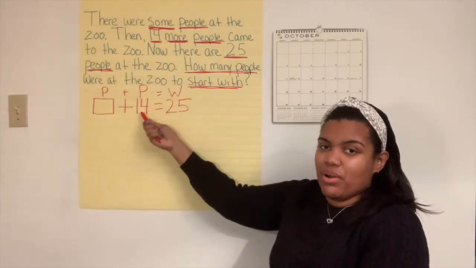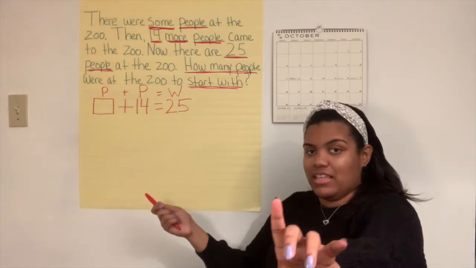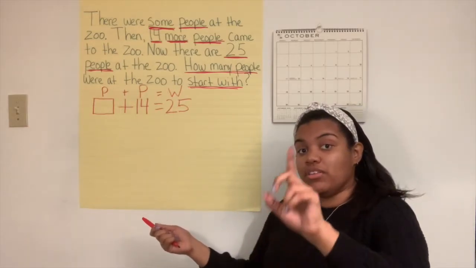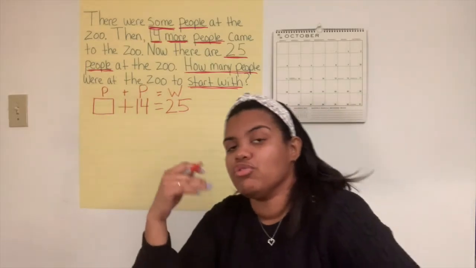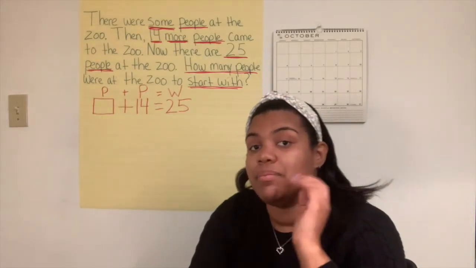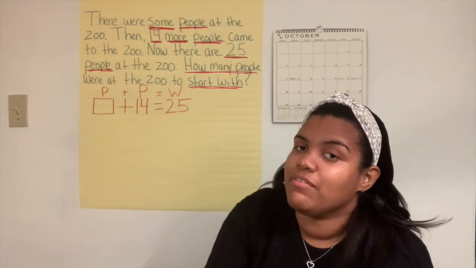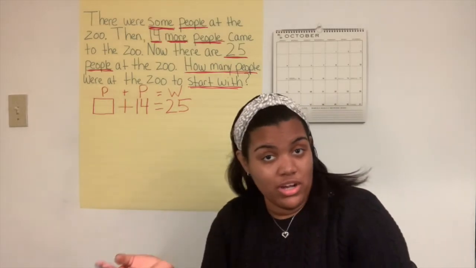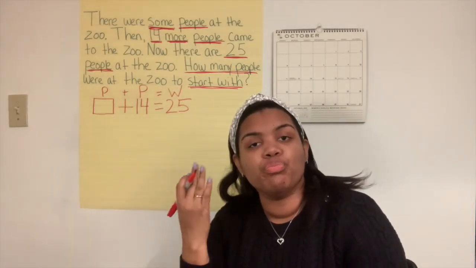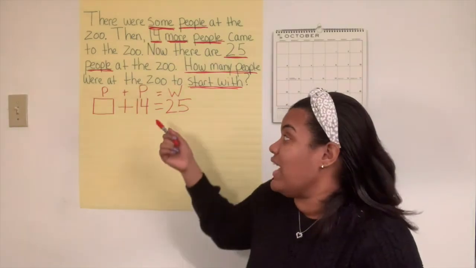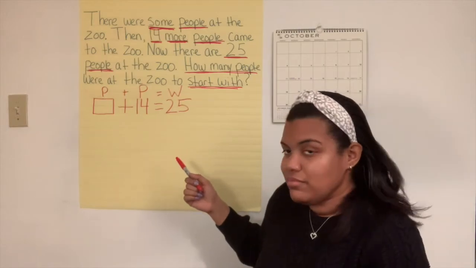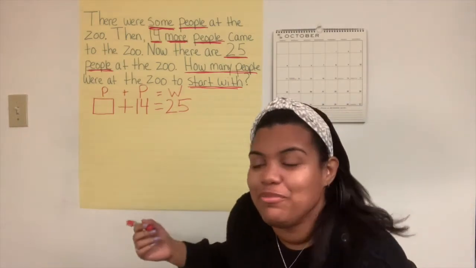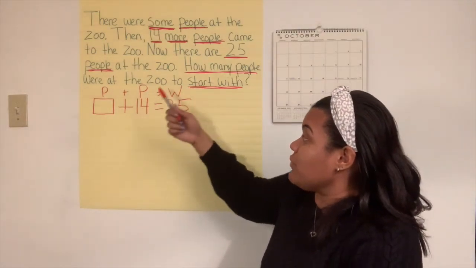And when we have a part and the whole, let's think here. When we have a part and the whole, are we going to do counting on? Or are we going to do counting back? Now remember, counting back is done when we have a part and a whole. Counting on is done when we have two parts. Now, thinking about what we have here, what strategy will we use? Yes, you're right. We're going to use counting back because we have a part and we have a whole.